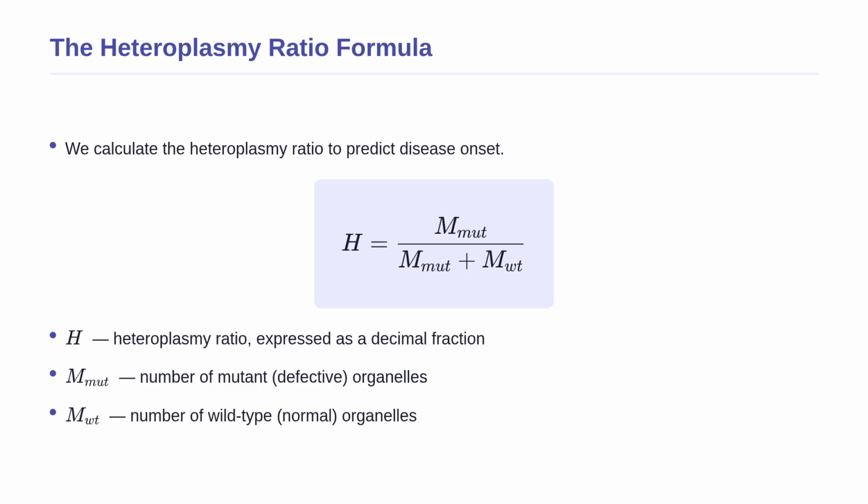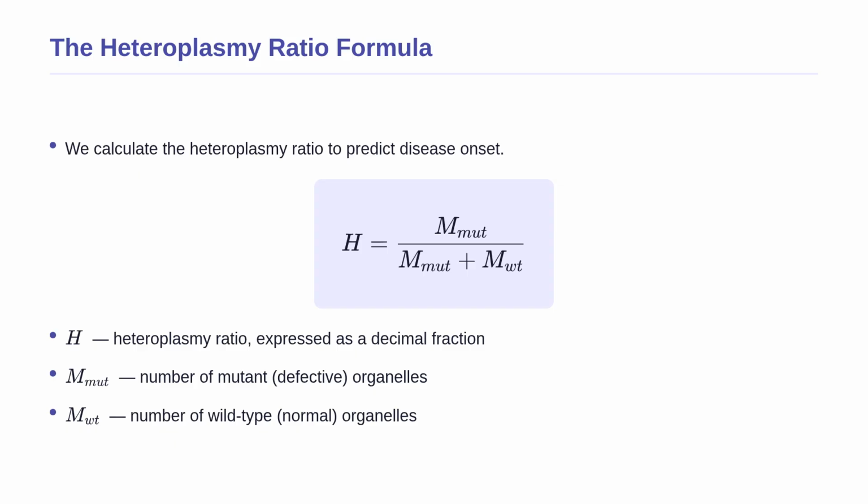To quantify this risk we just discussed, we use a simple mathematical formula to calculate the heteroplasmy ratio. Conceptually, this formula just finds the percentage of a cell's power plants that are broken. Here, H represents the heteroplasmy ratio, which is the decimal fraction of mutant organelles in a single cell.